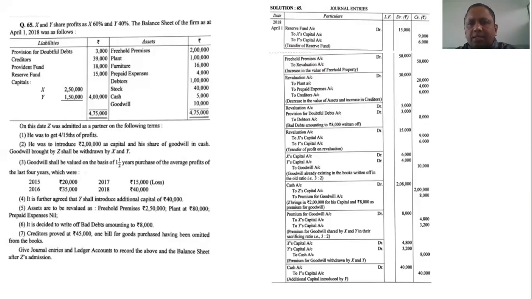After that, the next entry is the distribution of goodwill to the old partners' capital accounts in their sacrificing ratio, that is 3:2. So Premium for Goodwill Account is debited by 8,000 and credited to the old partners in their sacrificing ratio 3:2. So 8,000 is divided into 4,800 and 3,200.